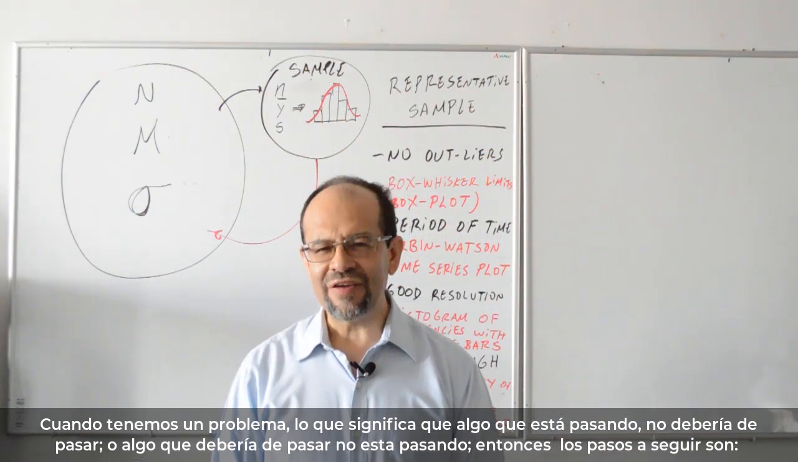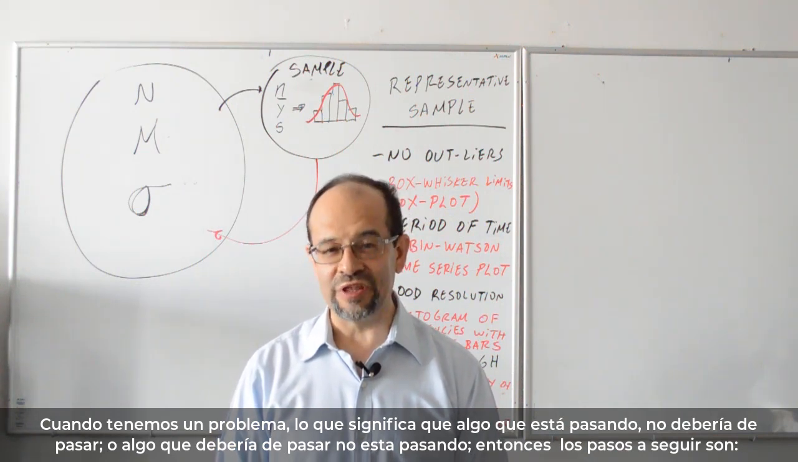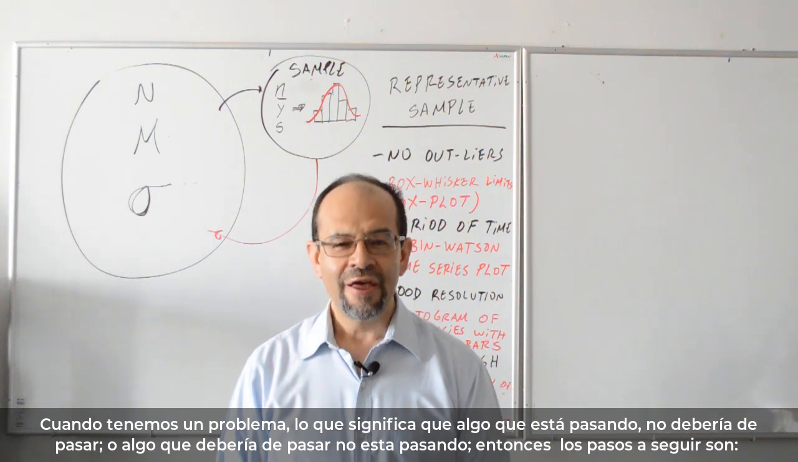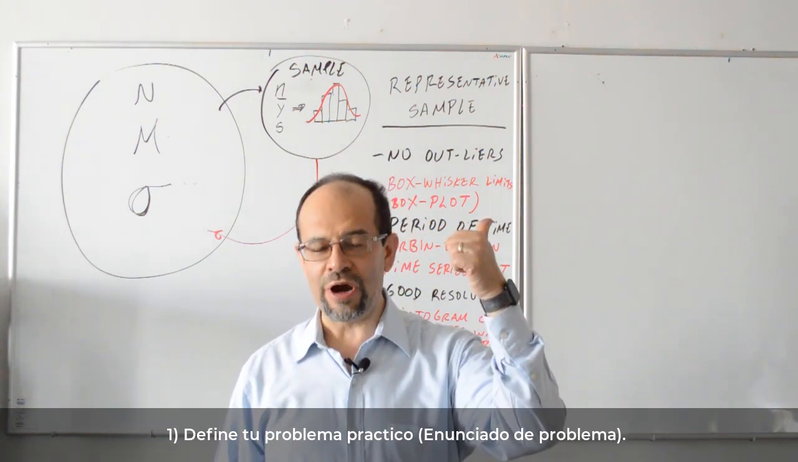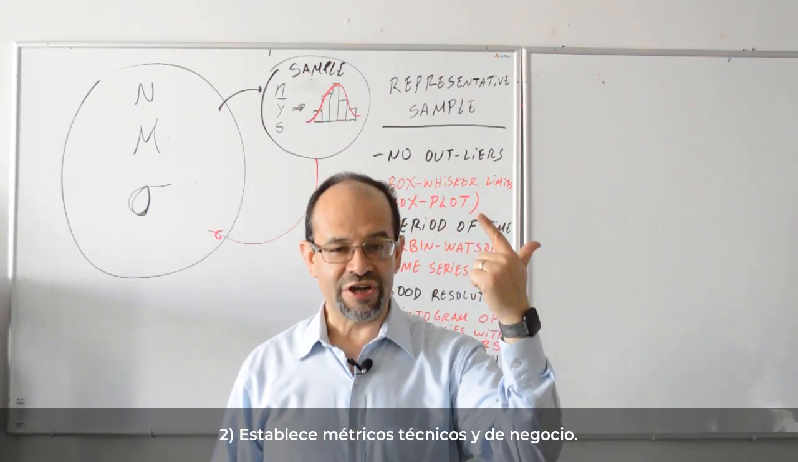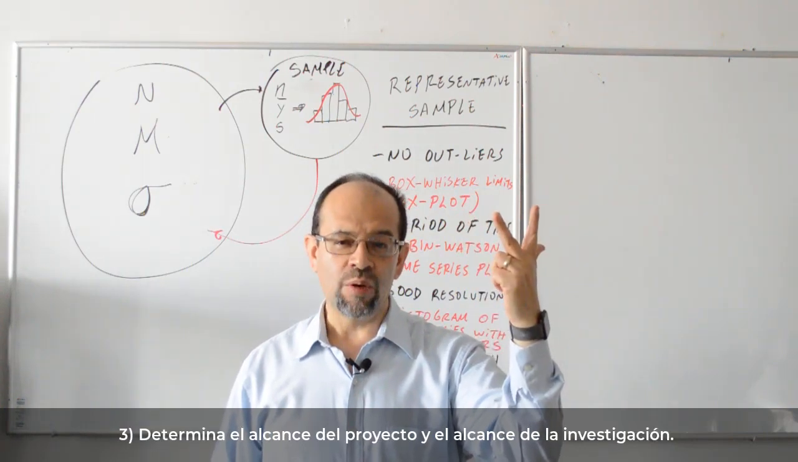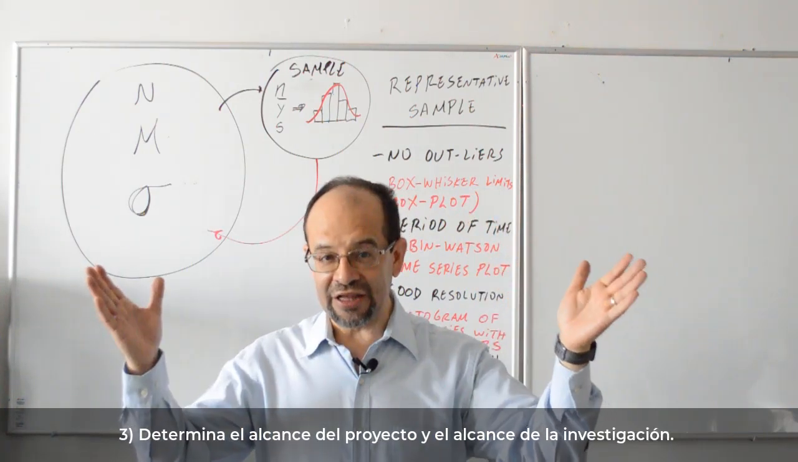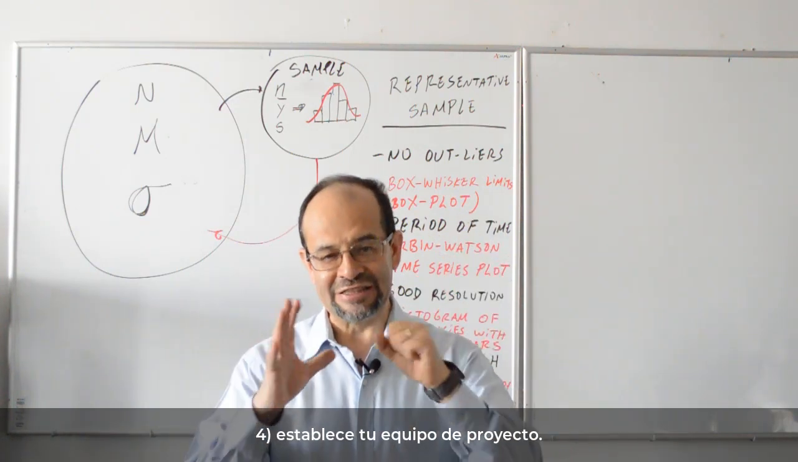Well, when you are having a problem, that means that something that shouldn't happen is happening, or something that should happen is not happening. Then the steps to take are: number 1, define your practical problem statement. Number 2, establish metrics, technical and business metrics. Number 3, determine the scope of the project and the scope of the investigation. And number 4, establish your project teams.